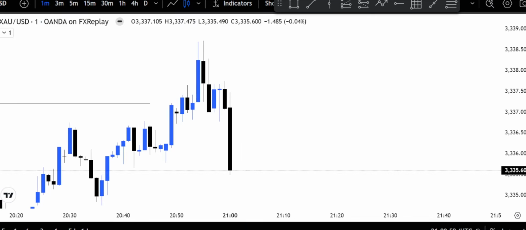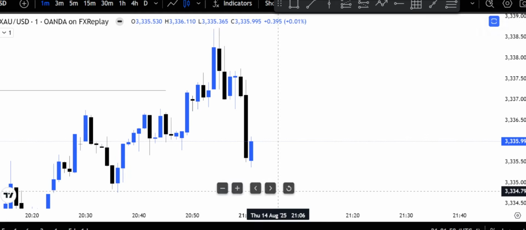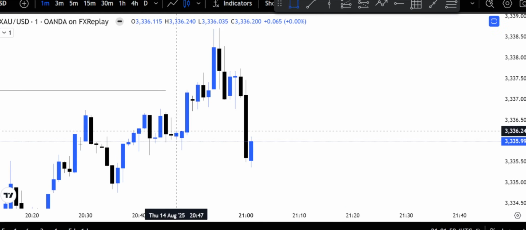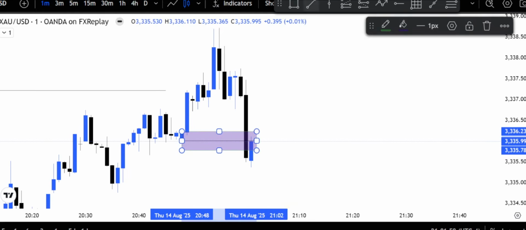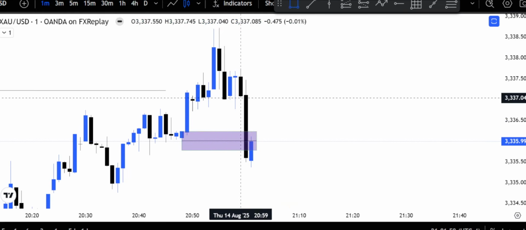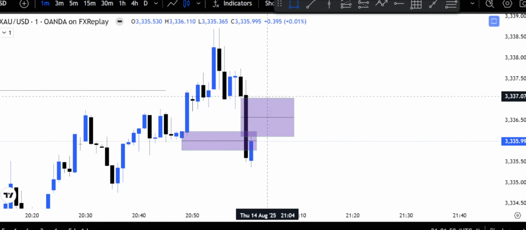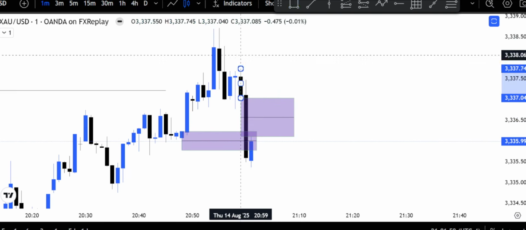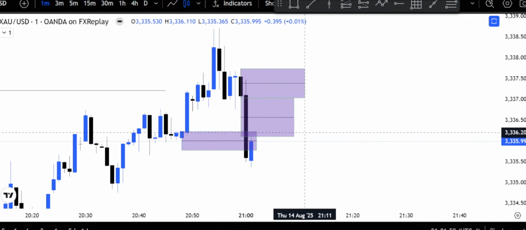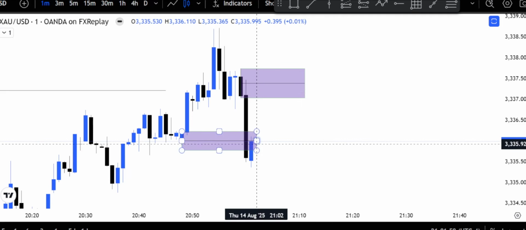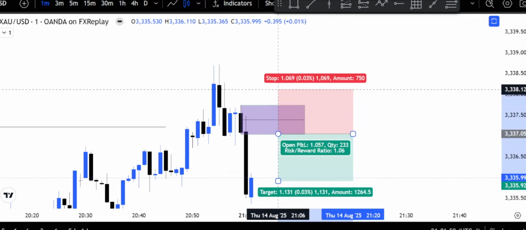We are looking for displacement. When we have the displacement, now there are two ways we can enter here: the breaker block, the fair value gap. We can even add the order block here if you like to. You can choose three entry ways. For this example, let's choose the order block. It can give higher risk to reward.